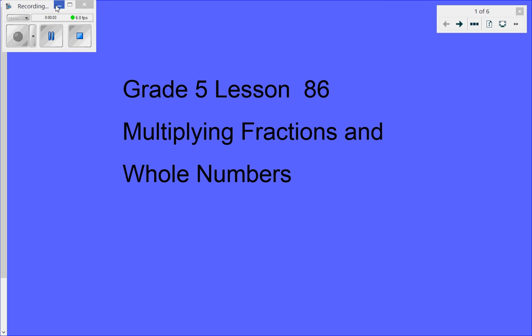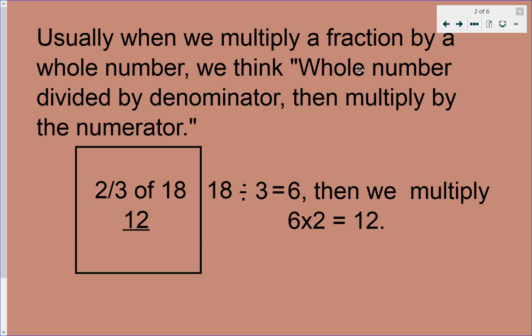Hello, fifth graders. We are looking at multiplying fractions and whole numbers today, and this is lesson 86. So we're going to take a look at some ideas of what's going on here.